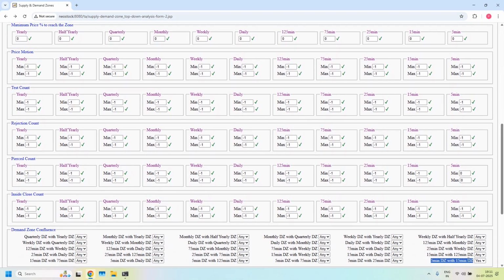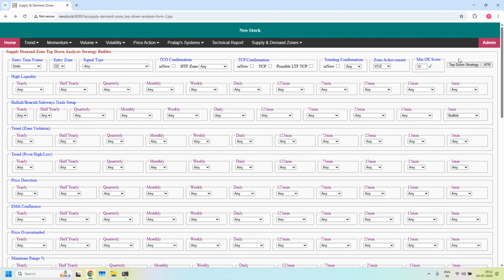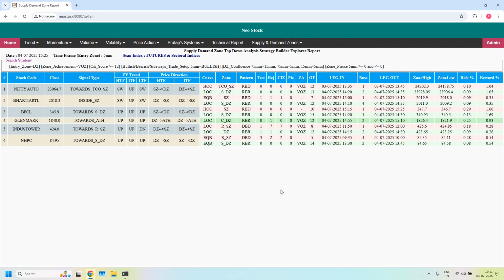First one is already enabled. Next, 5 minutes and 75 minutes demand zone confluence. 15 minutes and 75 minutes demand zone confluence. With all 3 filters, we got 6 stocks. In these 6 stocks, all the 5 minutes demand zones are overlapped with 15 minutes demand zones. Both together again overlapped with the 75 minutes demand zone.